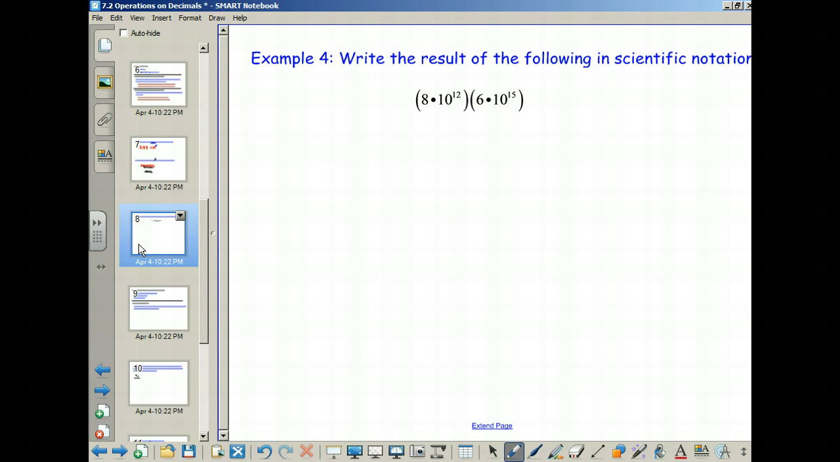So I've got, and I'm going to just reorganize, 8 times 6, and then I've got 10 to the 12 times 10 to the 15. So the first thing we're going to do is 8 times 6, and what do we get? 48, you betcha.